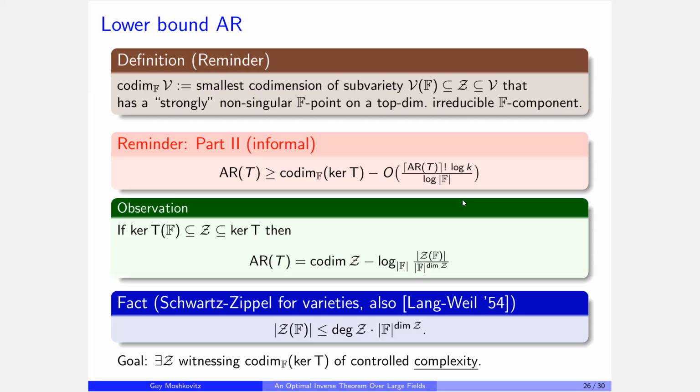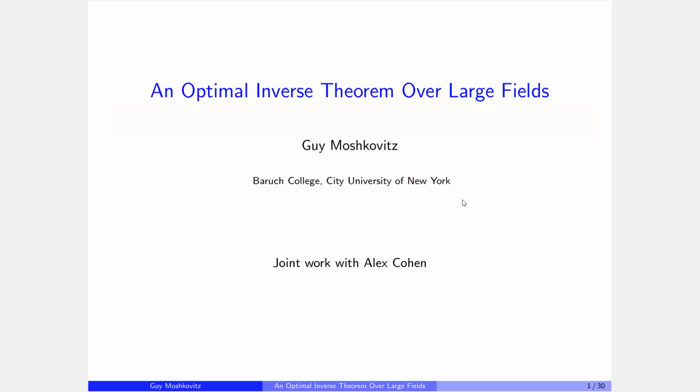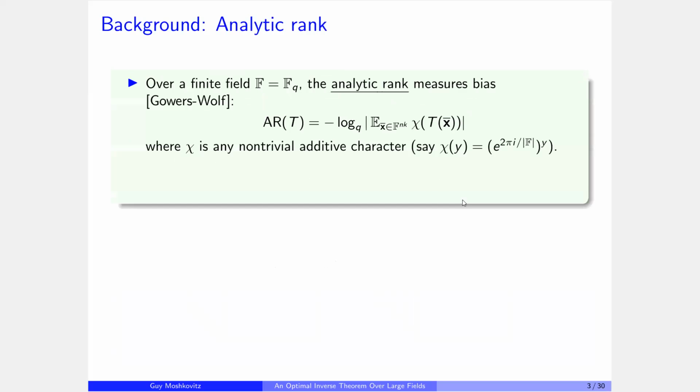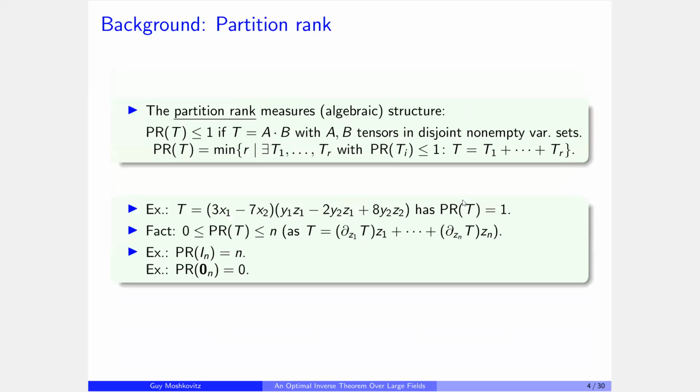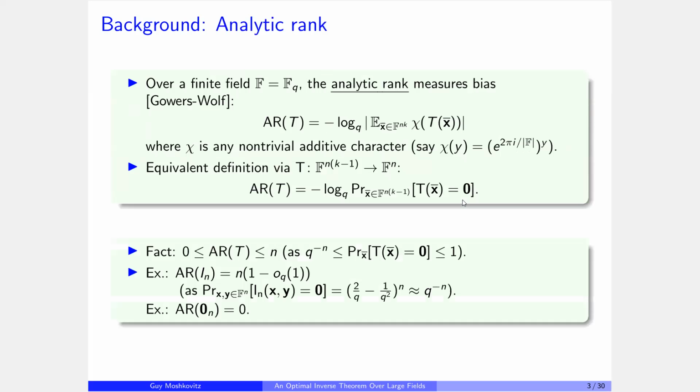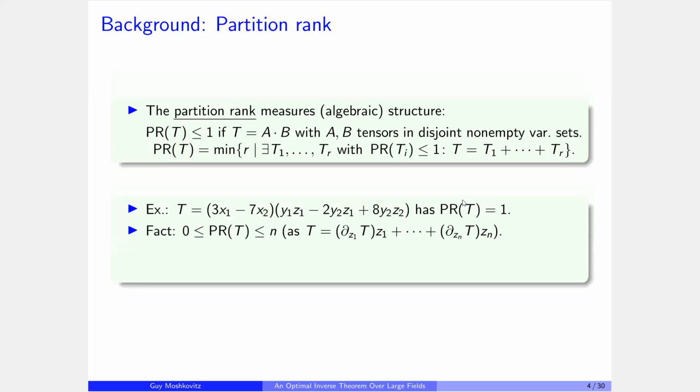I have a question going back to the start of your talk. You said that generically the tensor has rank close to n. Yeah, both analytic rank and partition rank. Right. Can you quantify that? What does that mean exactly? I'm not sure, but I would bet that it should be n times 1 minus little o of 1, where the little o of 1 goes to 0 with the size of the field, if we're talking about analytic rank. If you're talking about partition rank, I won't be surprised if the generic rank is literally n.